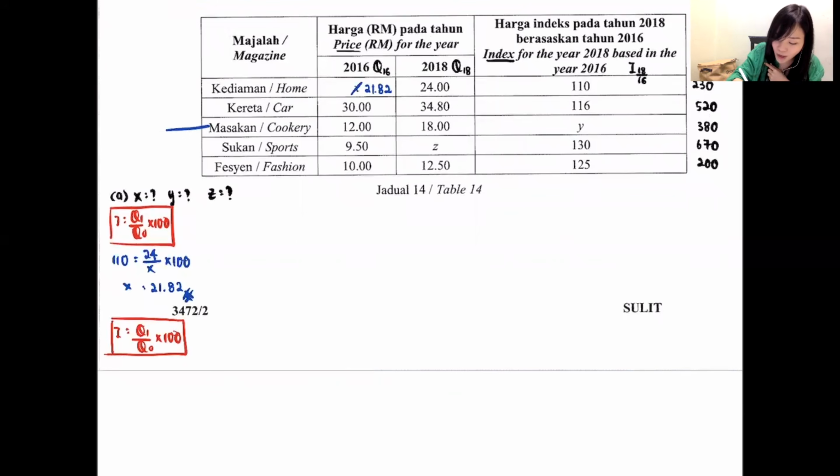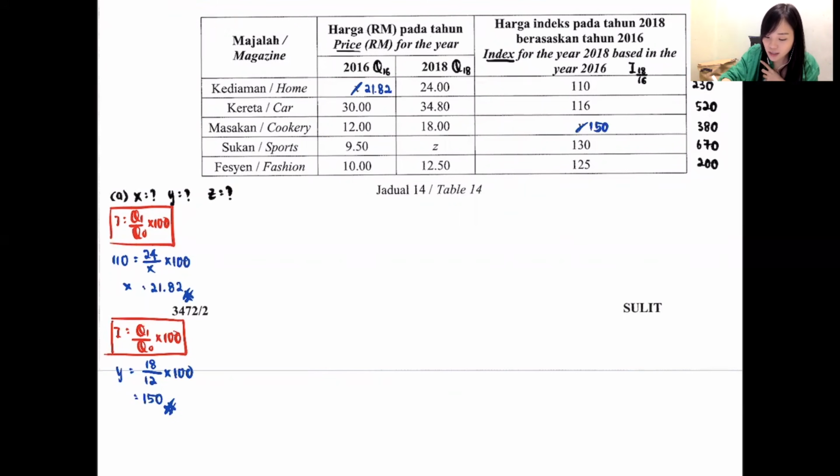Do you guys realize the Y is talking about the Cook magazine? So for the Cook magazine, the I is Y. So the Q, I got 2 here, 18 and 12. So 18 on top, 12 at the bottom, times 100. So 18 divided by 12 times 100. Do you guys get 150? That I got it. I update here again, 150, okay?